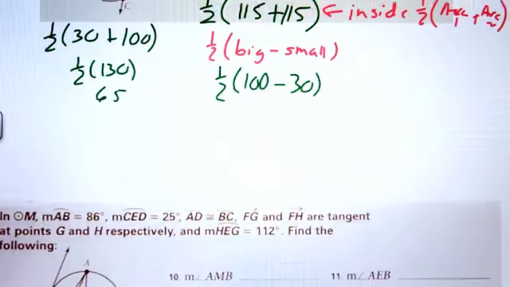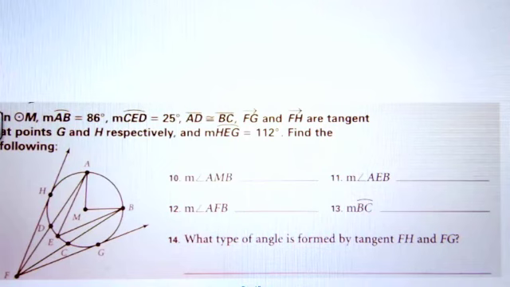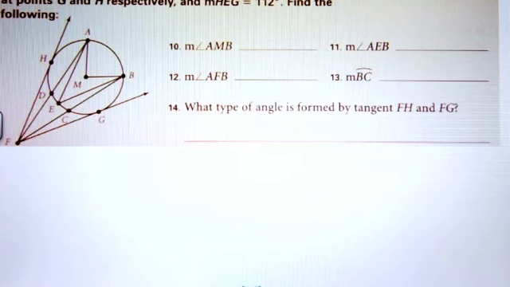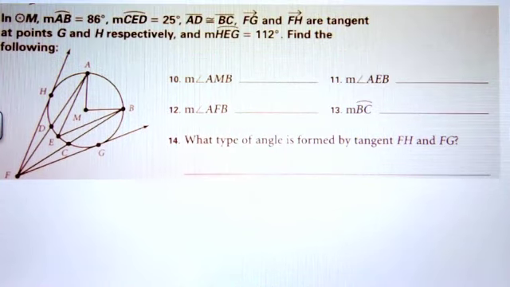Must have more problems down below. Oh, one more set it looks like here. Ooh, wow, look at this one. This is quite the barrage, I would say, that we have here. I've got the circle M. Arc AB is 86. Arc CED is 25. I don't know why they use three letters there. AD is the exact same length as BC. And FG and FH are tangents. And HEG is 112.